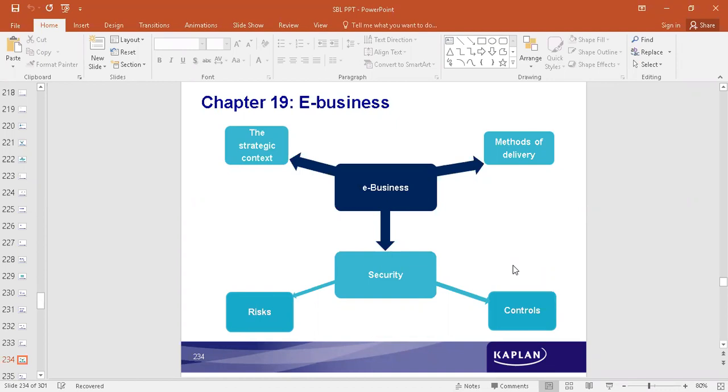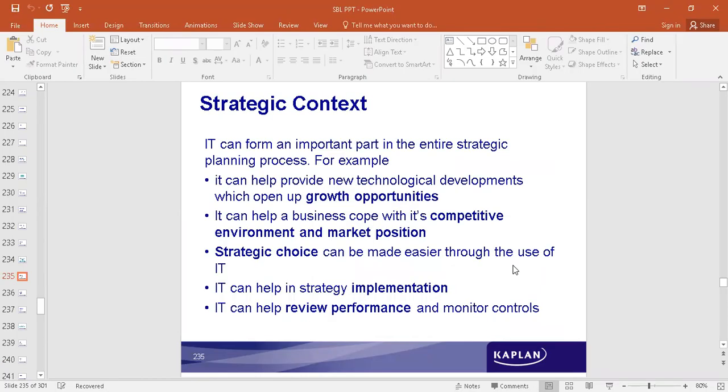The next topic we now have is e-business. How business is done on the electronic platform, e-business. Okay. What's the strategic context of e-business? What are the methods of delivery, the risks that are present in e-business, and what control measures can be taken up? So, the strategic context of e-business.